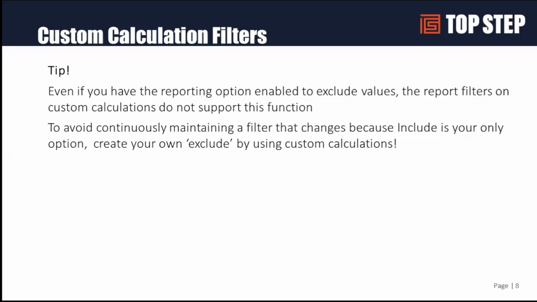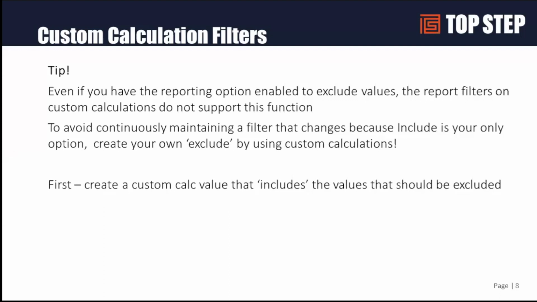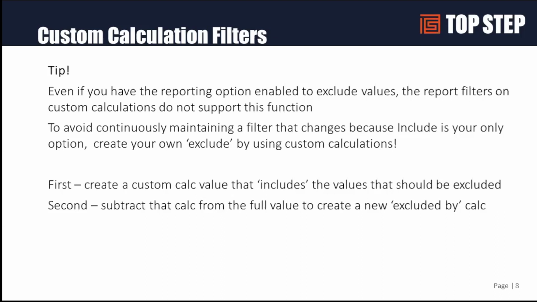Okay. So the tendency is, well, I'll just keep updating it. I'll go every week and add the additional new values that I need to maintain the calculation. And that's really a slippery slope, because you're going to start excluding data before you know it. My recommendation is actually to create your own exclude custom calculation. First you create a custom calculation that is filtered on the data that should be excluded, and then you take that calculation and subtract it from the original value, so you essentially have created an exclude option.